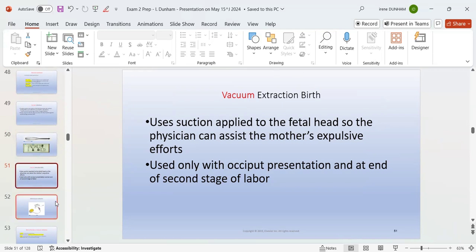But can they hurt the baby? Oh, it can. It can hurt the baby. Give them facial paralysis. A lot of times they come out very bruised. But this is something else that I like better. It's called a vacuum extractor. So it's the same thing, but let me show you what it looks like.